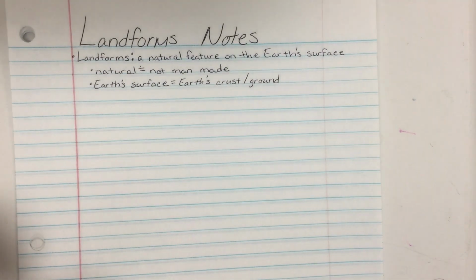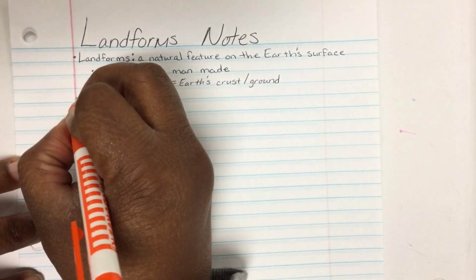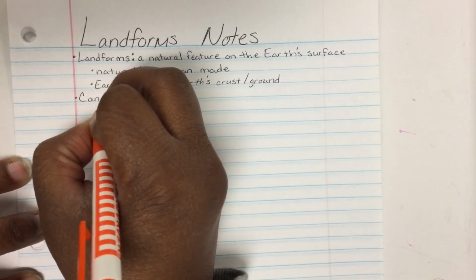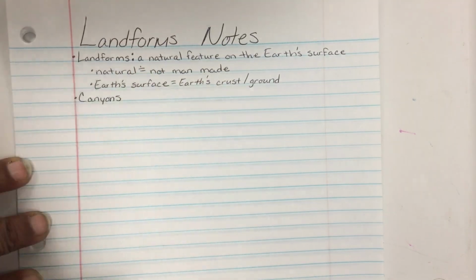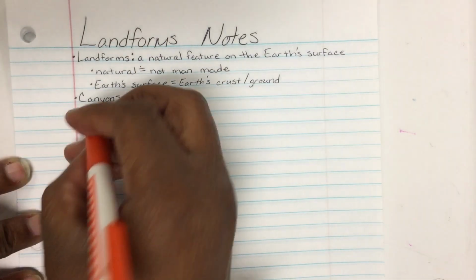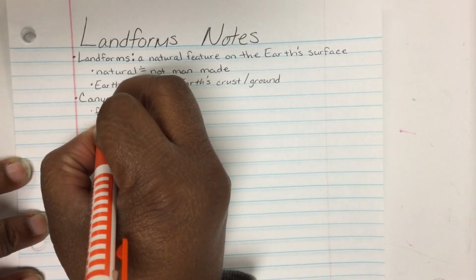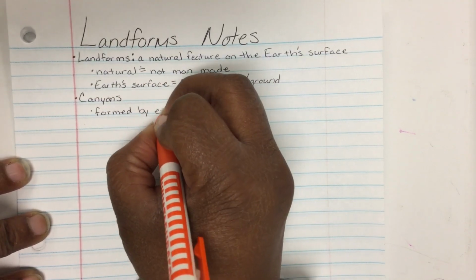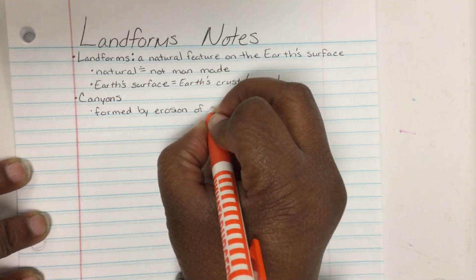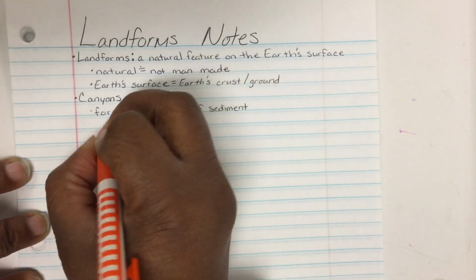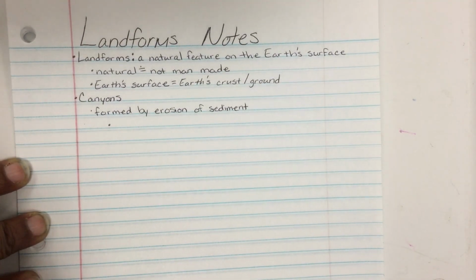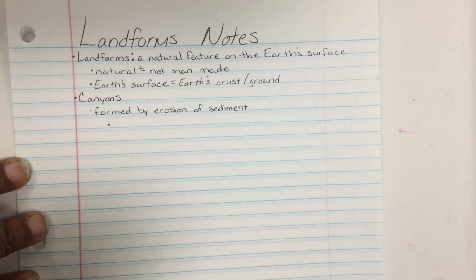First landform we're going to talk about is canyons. Canyons are formed by the erosion of sediment. Erosion is when sediment is being moved, and sediment are just small pieces of rock and organic material like plants.